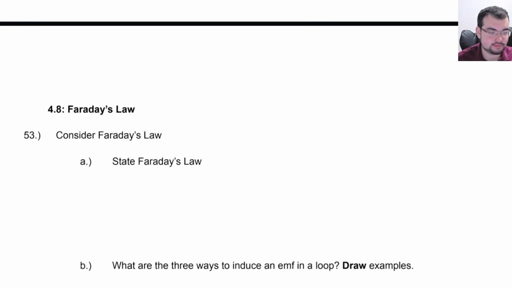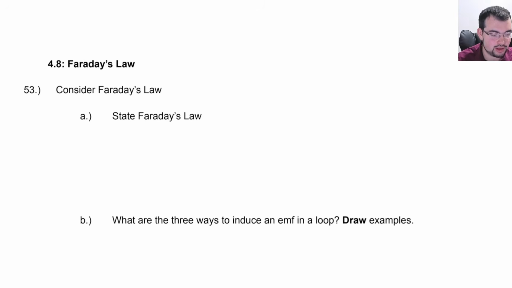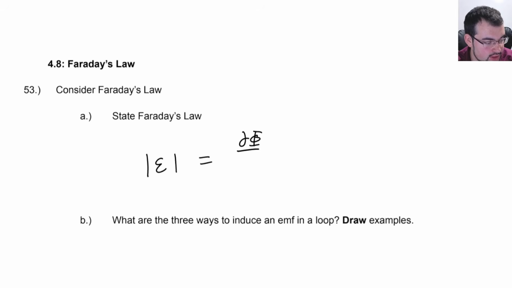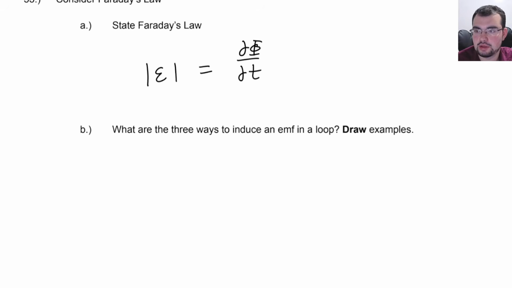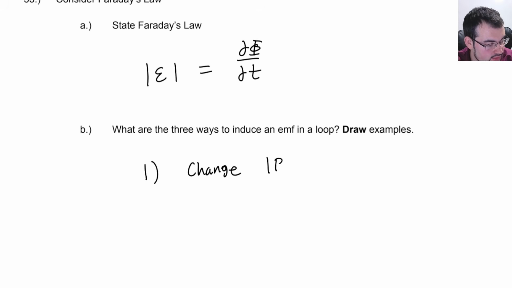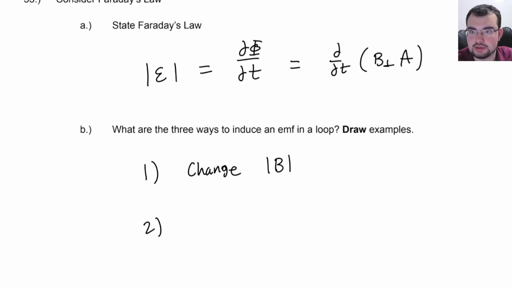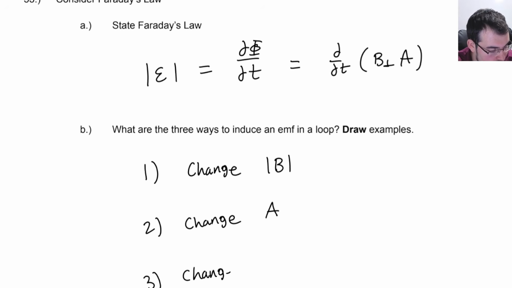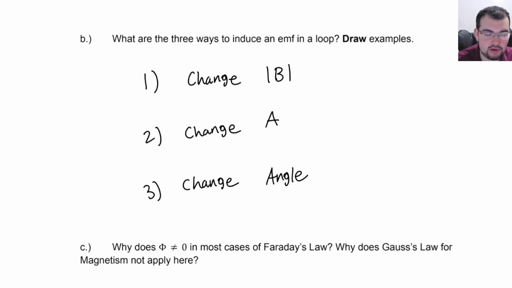All right. Home stretch, Faraday's law. What does Faraday's law state? The induced EMF in a loop is equal to the rate of flux change. How do you induce an EMF? You change the B field. Flux is that, right? You change the B field, you change the area, or you change the angle, which is how much of the B is perpendicular.